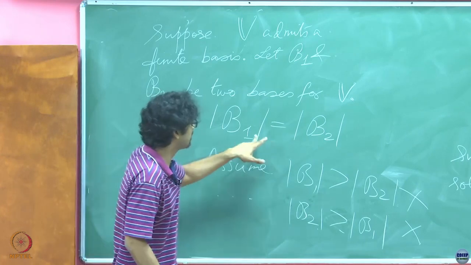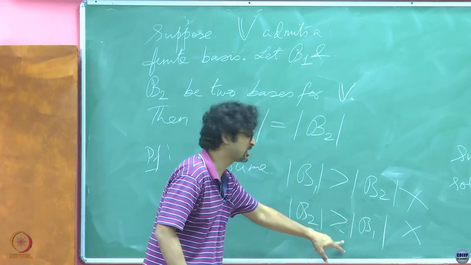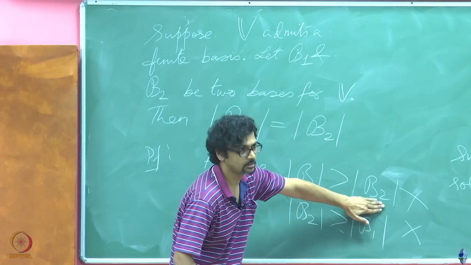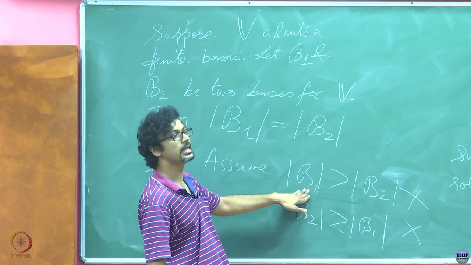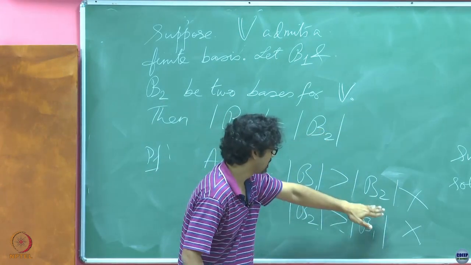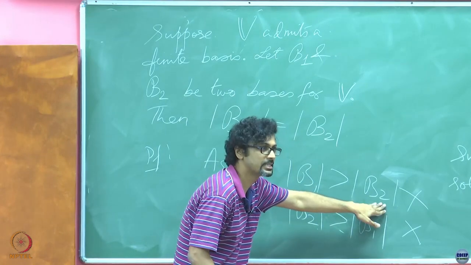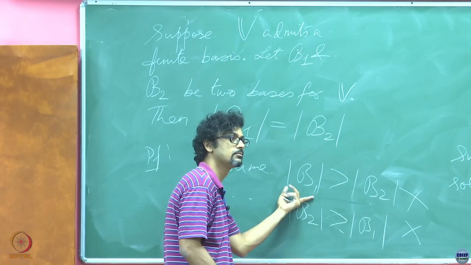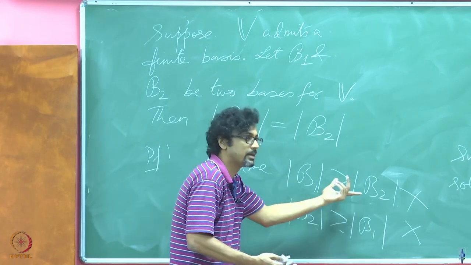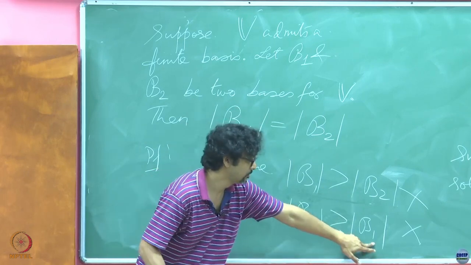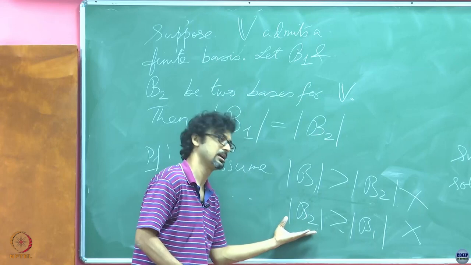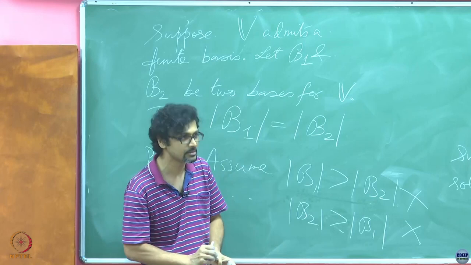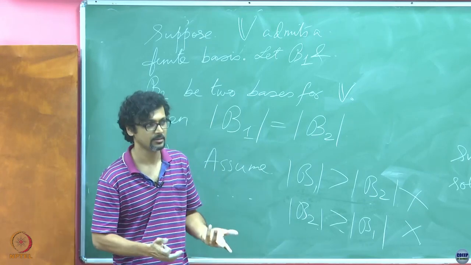The outline of the proof is: assume that this is not true. So then either this is true or this is true. If this is true, this is a generating set. That's the definition of a basis. And this is a linearly independent set. But what have we just seen? That any set that contains more elements than a generating set cannot be linearly independent. So if this is a generating set, this fails to be linearly independent. But that cannot be if both are bases. By the same token, here also, if this is true, then this is a generating set, and this cannot be linearly independent. So they cannot both be bases at the same time and have a different number of elements in each of them. Right? Okay.